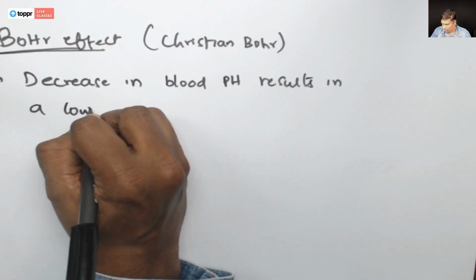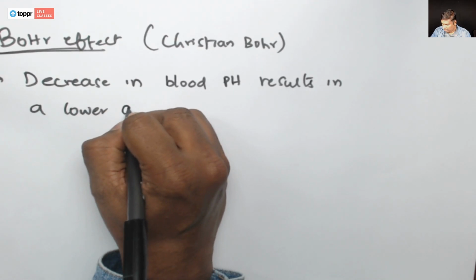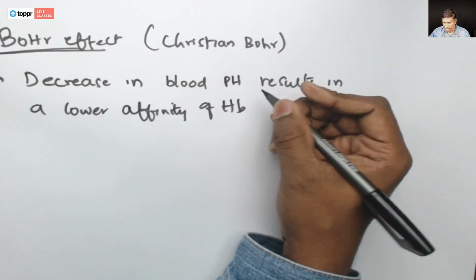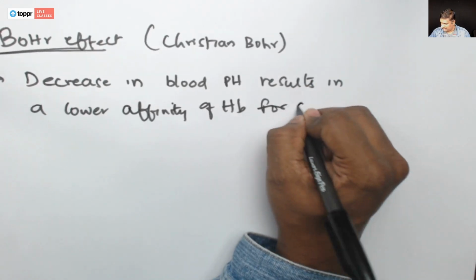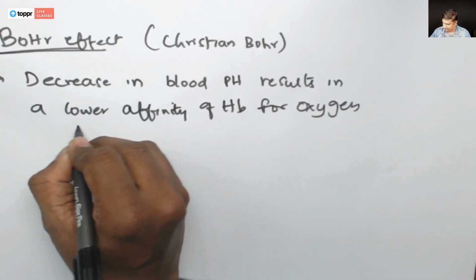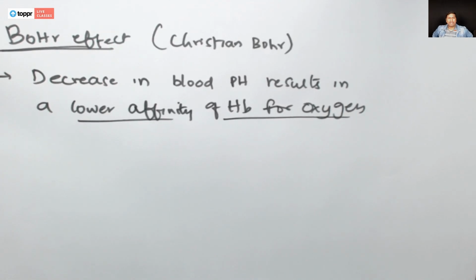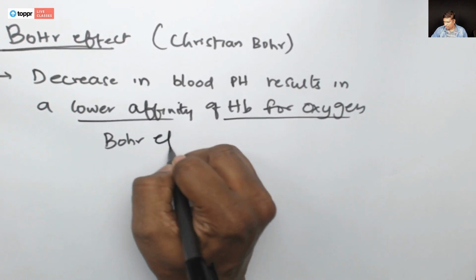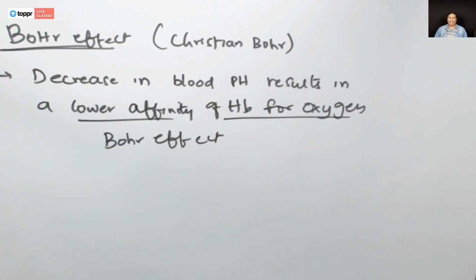What he found was that a decrease in blood pH results in a lower affinity of hemoglobin for oxygen. Okay, so this is what he observed. When the blood pH decreases, the affinity of hemoglobin for oxygen will go down, and this is called the Bohr effect. Essentially what I showed you in the graph.